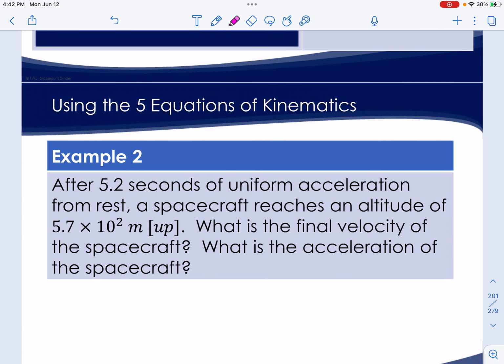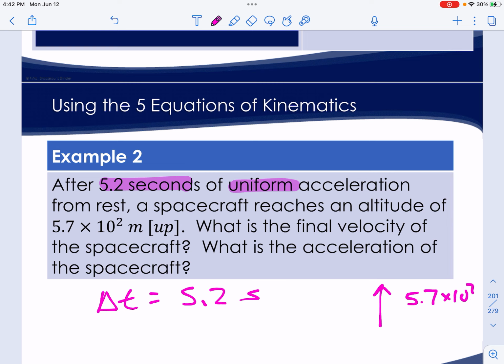Okay, here's example number 2. After 5.2 seconds of uniform acceleration, so uniform means constant. So that means we can use our kinematic equations because those involve constant acceleration. So here we have a time, 5.2 seconds. We have a delta t as 5.2 seconds of uniform acceleration from rest. A spacecraft reaches an altitude of 5.7 times 10 to the 2 meters up.